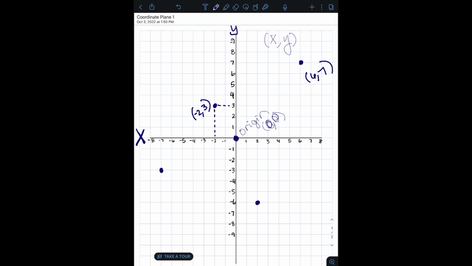Okay, so now let's go ahead and look at this next one. So I always start with my x-axis. So I'm at -7 here. Then my y-axis, what would I be at here? It would be at -3. So my coordinate is -7, -3. All right, let's look at this one. So here I would be at 2 for my x, and then -6 for my y.